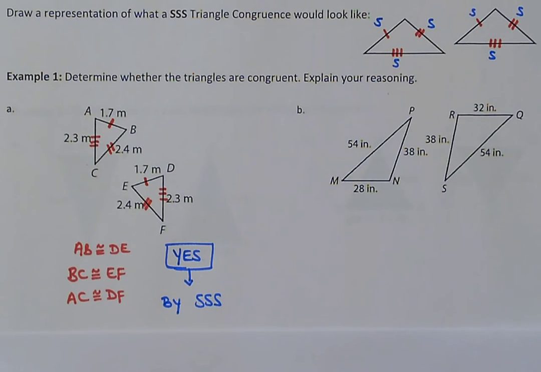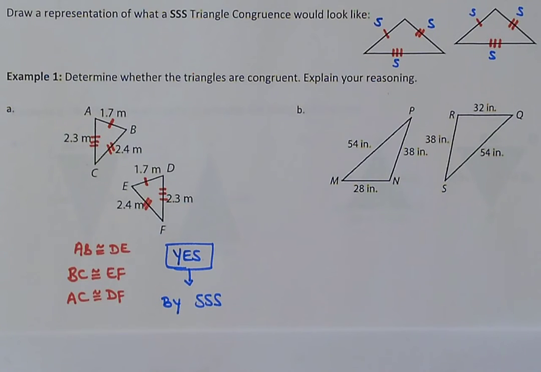Okay, so that is how we're going to run through example 1 today for parts B, C, and D as well. We're just going to go through and determine if we can say all three sides have a corresponding pair. If they are, we can say the triangles are congruent. If we cannot, then the triangles are not congruent, and then our answer is just no.